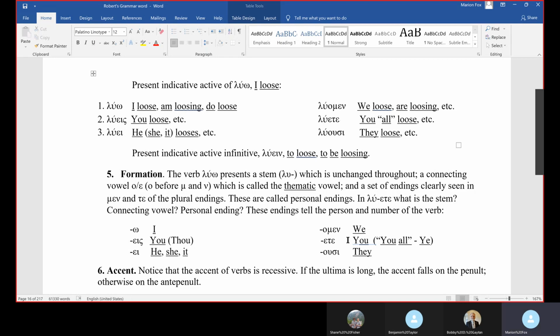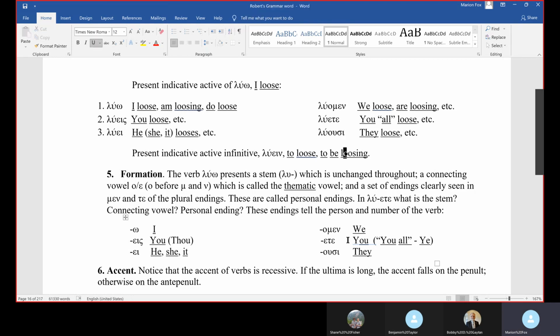Now then we have lu-e-te, three syllables. Luete is you, and good Southern English would be you all, or y'all loose, or you are loosing, or you do loose. Okay? And then they'll change the last four letters again to make it third person plural. Luousi, three syllables. And so they loose.